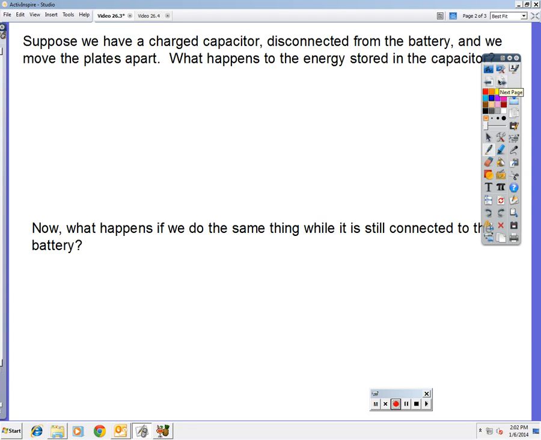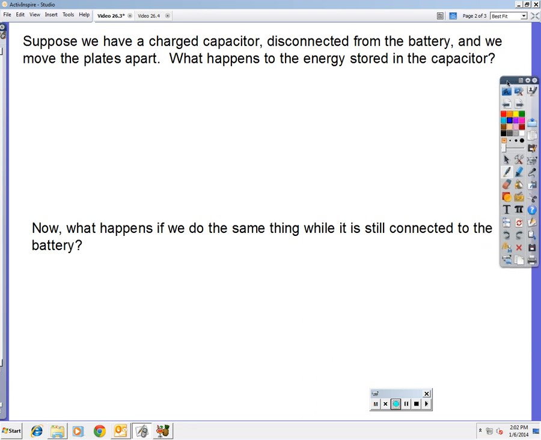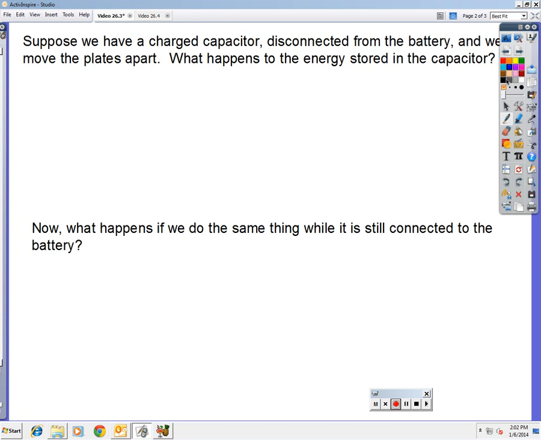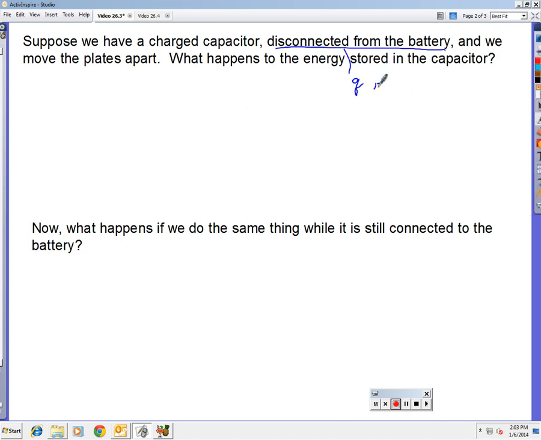And so let's take a hypothetical. Let's say we've got a charged capacitor, and you're going to move the plates apart. The question is, what happens to the energy stored in the capacitor? But it's important to specify that it's disconnected from the battery, because when it's disconnected from the battery, that means the charge on the plates is constant. It does not change as you move the plates apart. V, however, will change. So the formula we're going to use for energy is Q squared over 2C. Because charge is constant, that's not changing.